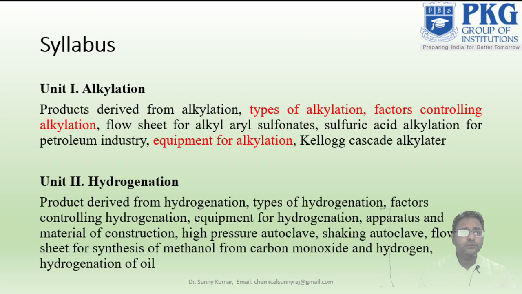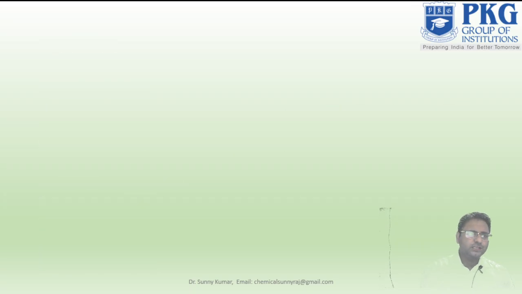In the second unit we will read about hydrogenation: the products derived from hydrogenation, types of hydrogenation, factors controlling hydrogenation, equipment for hydrogenation, apparatus and materials of construction, high pressure autoclave, shaking autoclaves, flow sheets for synthesis of methanol from carbon monoxide and hydrogen, and hydrogenation of oil. These are the examples we will read in this syllabus.